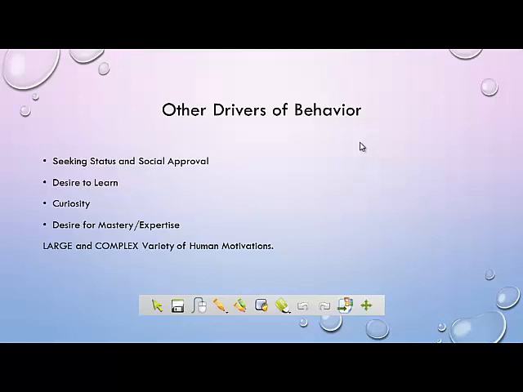So human behavior has a large number of drivers, and that's basically what we wanted to say. One of them is seeking status and social approval. People did a very interesting version of the dictator game. One version of the dictator game is that we have a student come in and say, okay, how much will you choose to give?